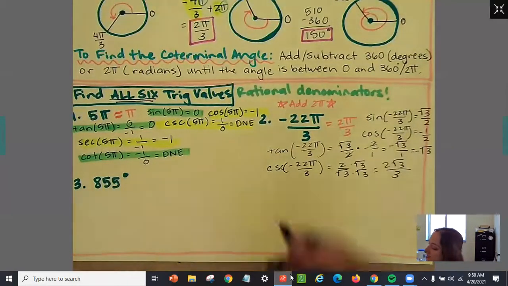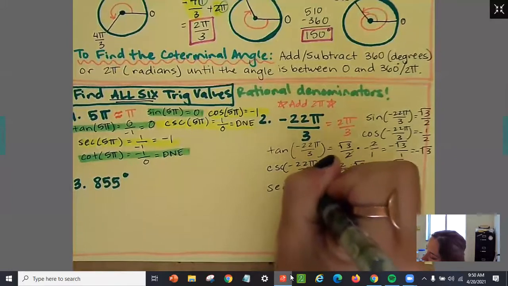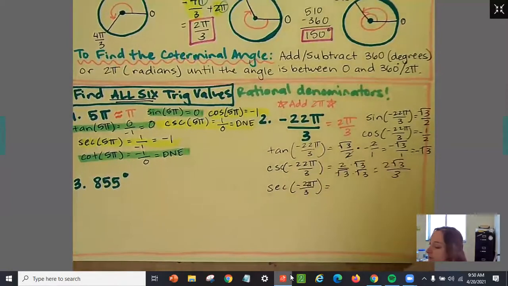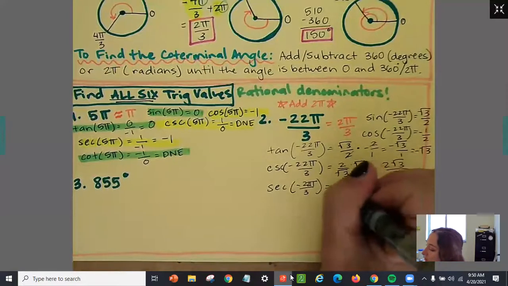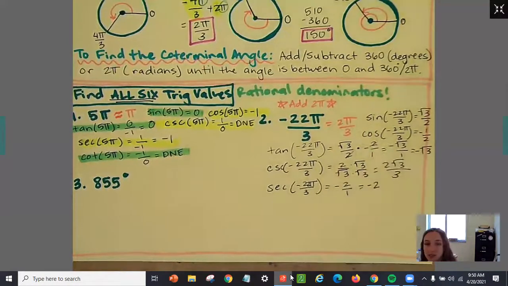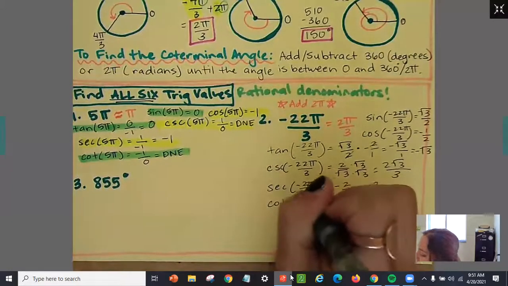Okay, now let's do our secant. And this is going to be the reciprocal of cosine. So here's our cosine. It's negative 1/2. So we're just going to do negative 2 over 1. And negative 2 divided by 1 is just negative 2. So secant is going to be negative 2. And then our very last one that we're going to do is going to be cotangent, which is the reciprocal of tangent.